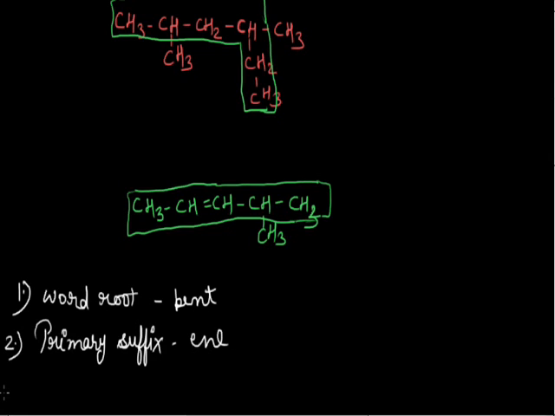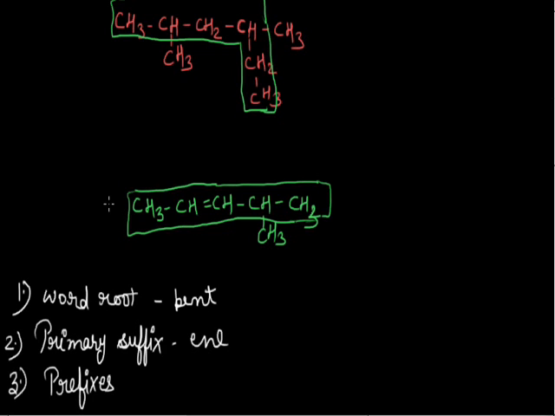And last, alkyl substituent. When we choose any carbon chain, some carbon groups are present outside of the selected carbon chain. That type of group present outside of the carbon chain is known as an alkyl substituent if carbon is present, and it is indicated by a prefix.